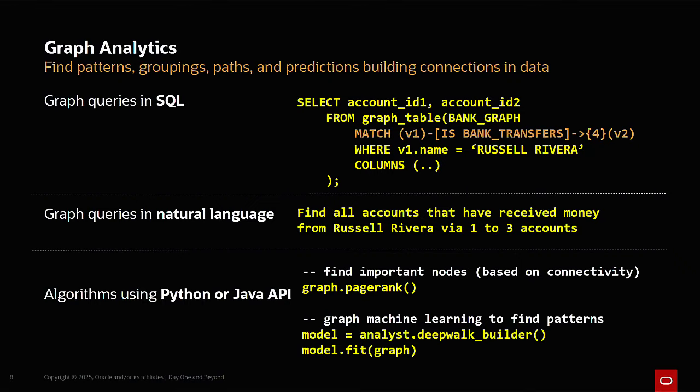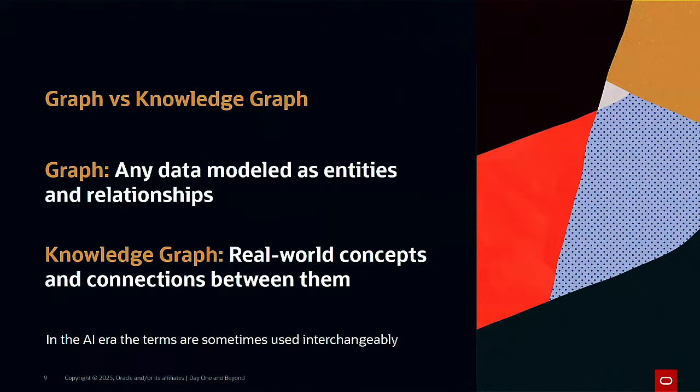So a note on graph versus knowledge graph before I go into the demo. Any data modeled as entities and the connections or relationships between them is a graph. As I was saying, any data can be represented as a graph. I think of a knowledge graph as a specific type of graph, which is connecting real-world concepts and relationships between them. Like in the bank example, the financial services institution example, I had this graph representing transactions, and it goes right down to the data, right? This account transfers money to this account and so on.